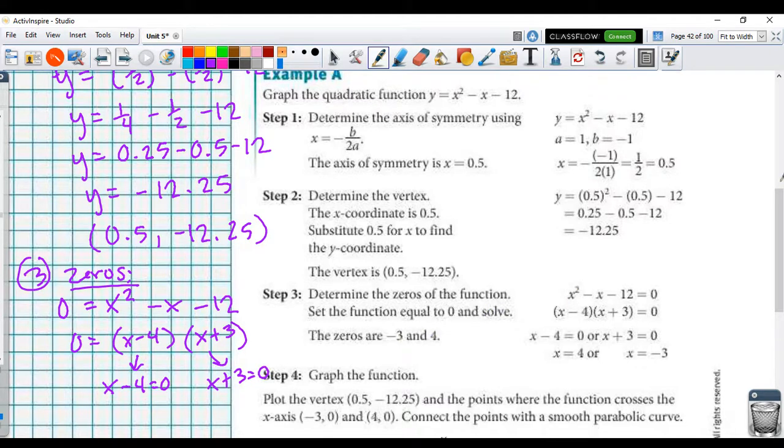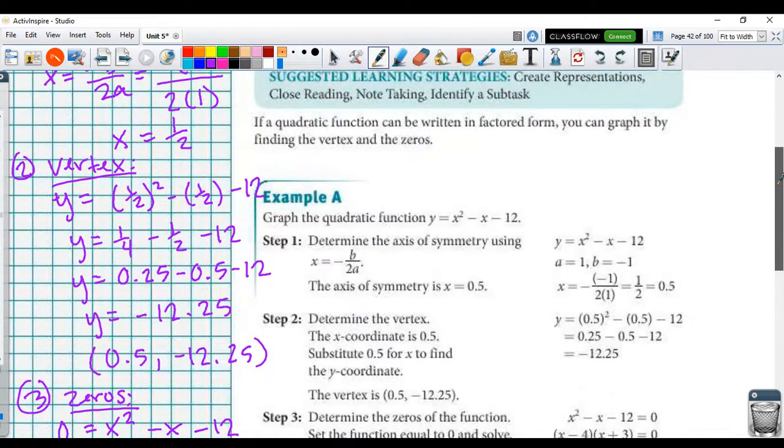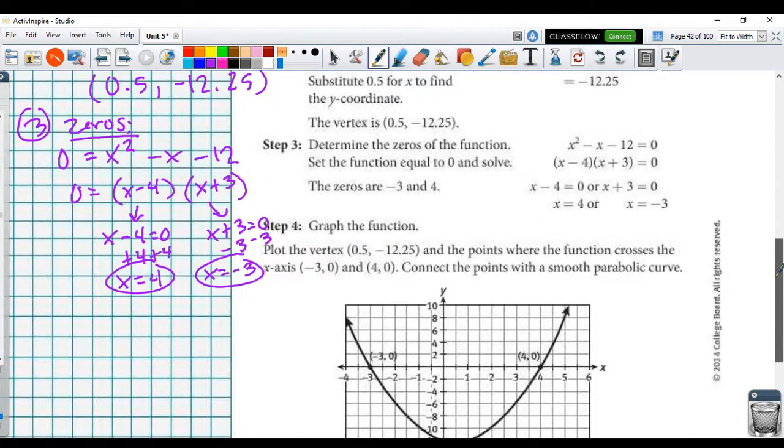And then we're going to solve each one. So x minus 4 equals 0. We're going to add 4 on both sides. x equals positive 4. Over here, x plus 3 equals 0. We're going to subtract 3 on both sides. So x equals negative 3. Okay, so we have our two solutions here, and we have enough to actually graph. So we have the axis of symmetry, we have the vertex, and we have the zeros of the function.